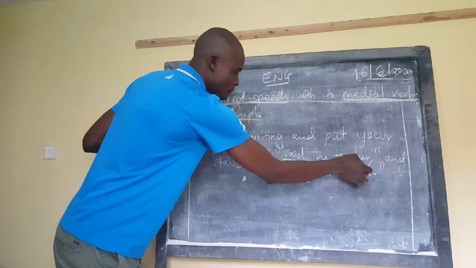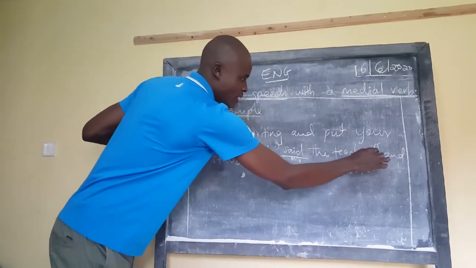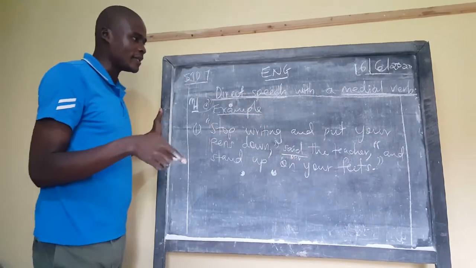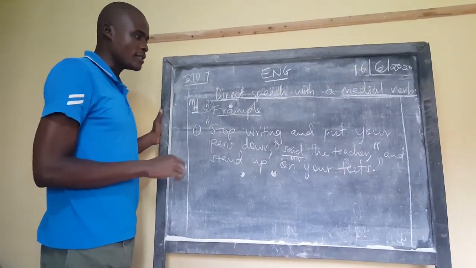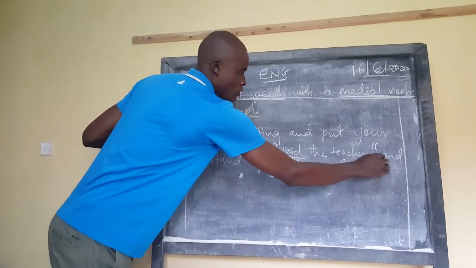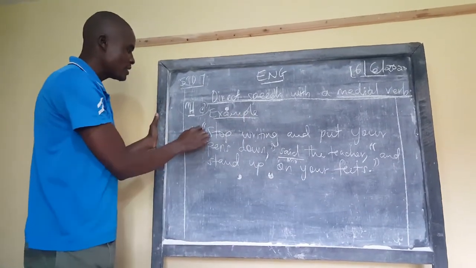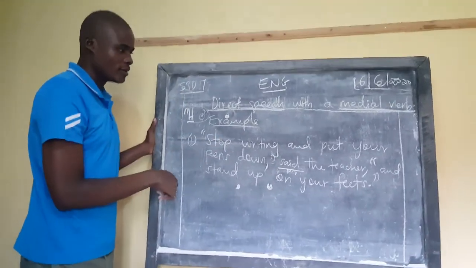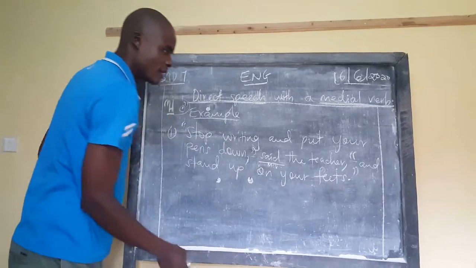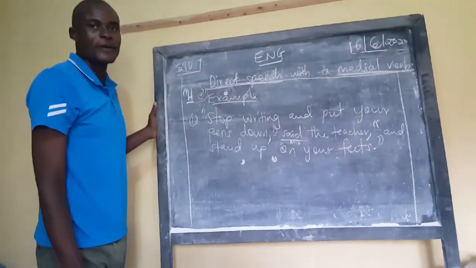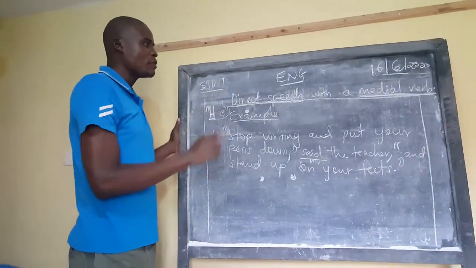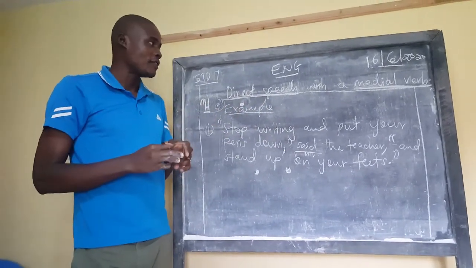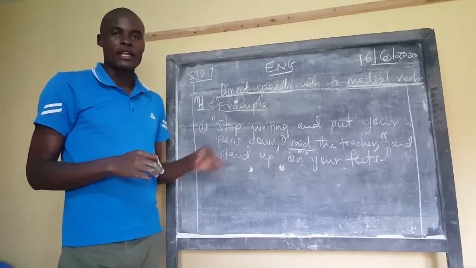Then we write "said the teacher," and then there's also another comma, and then we begin another quote, where something else is added: "and stand up on your feet," full stop, and then end of quote. If you are a keen learner, we see the end of the first one, then the beginning of the second one, and then the end of that second one. So direct speech with the medial verb, learner, is what we are now doing in class 7. This is what you will interact with a number of times.